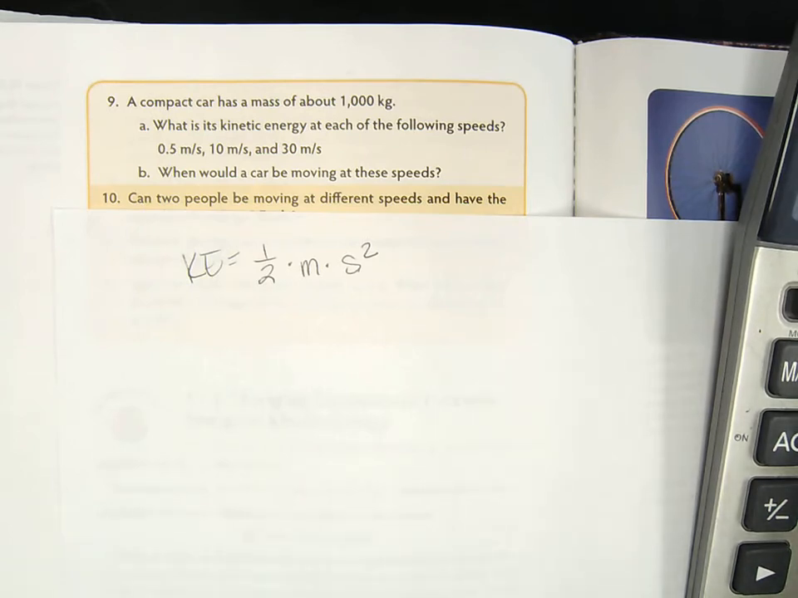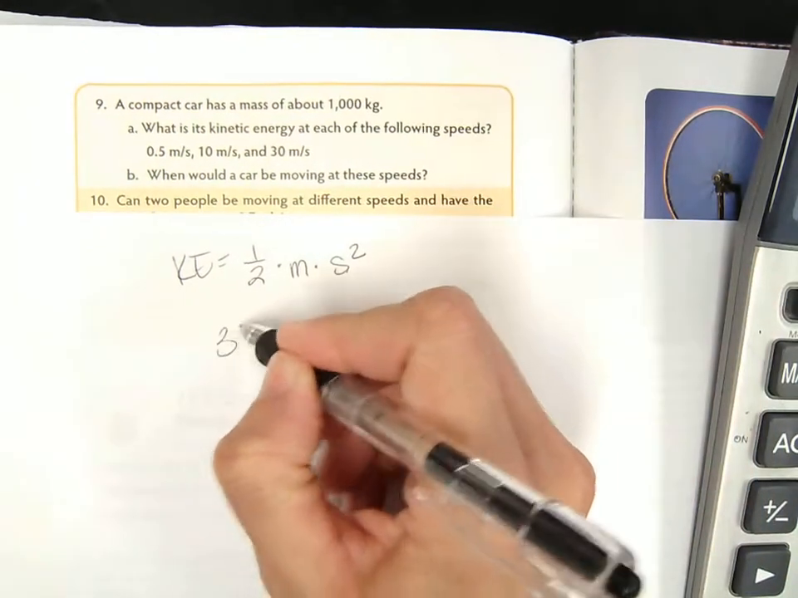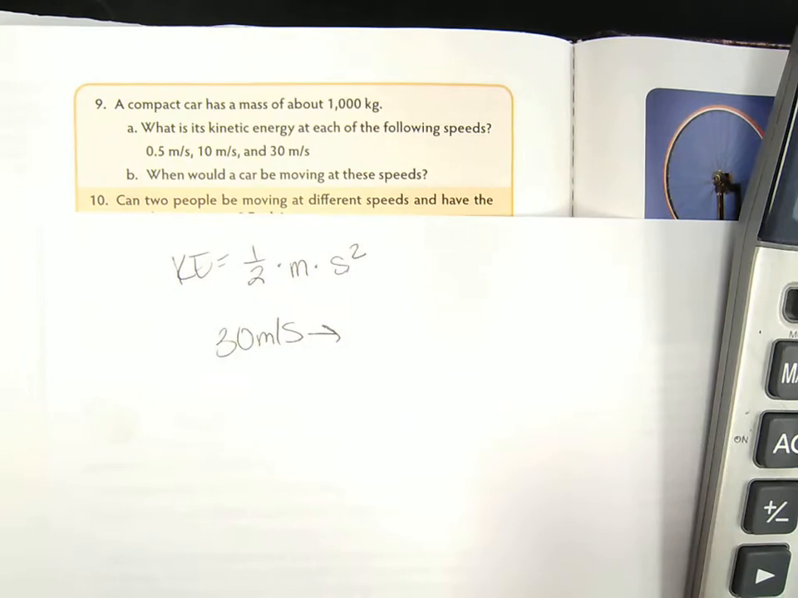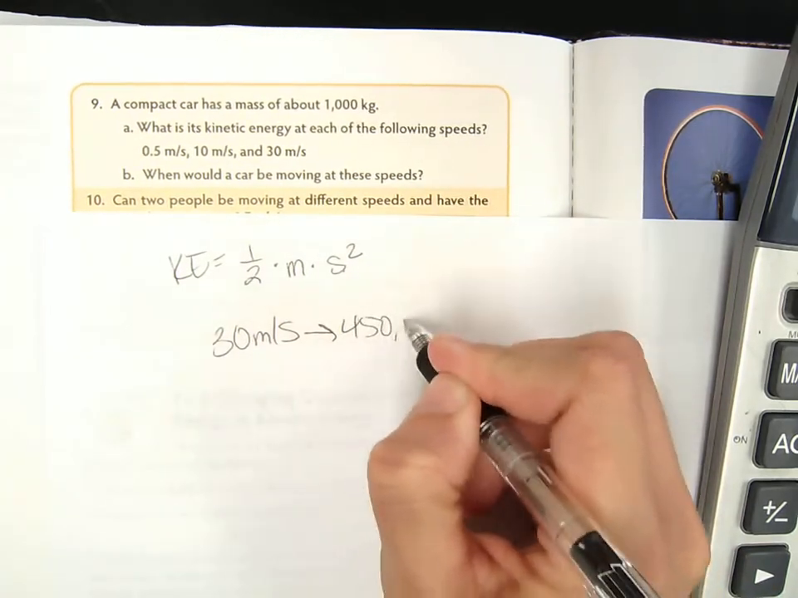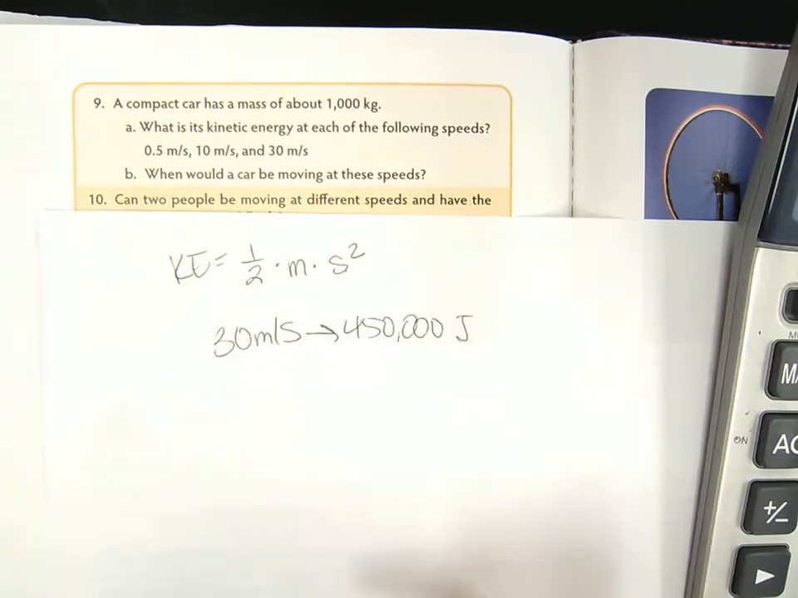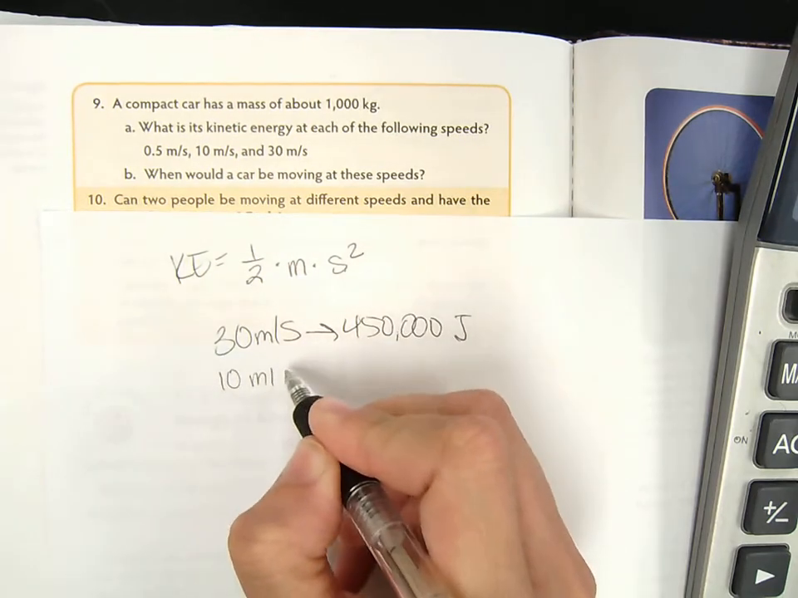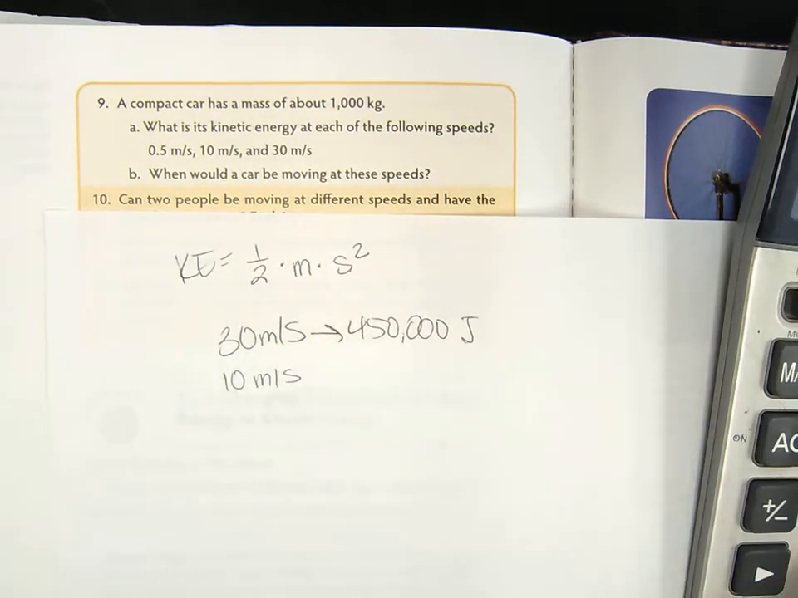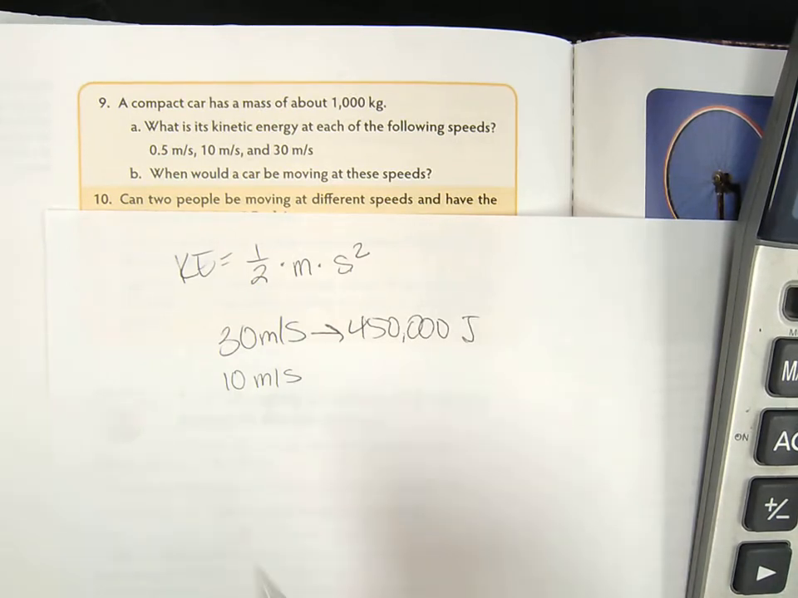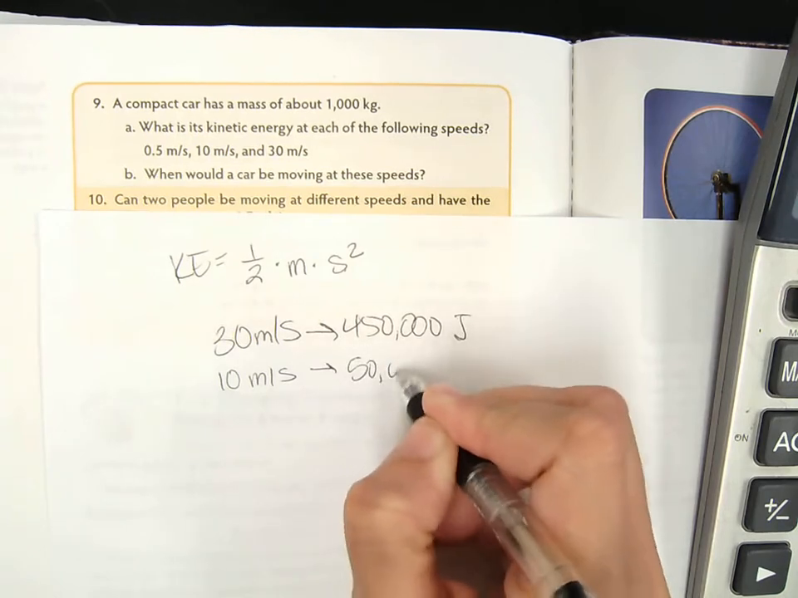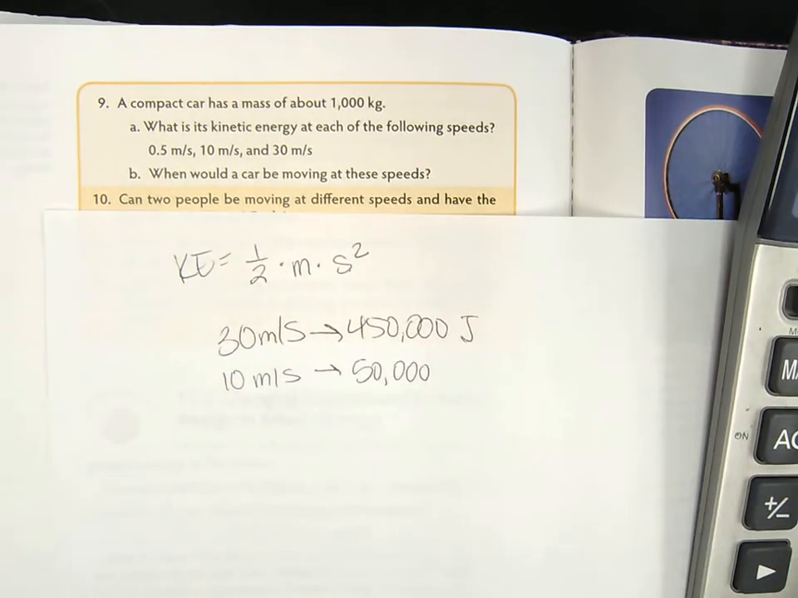So where's my zero go? 450,000 joules of energy. So in the book, they round it. That's why it's so confusing for you guys when you look at the answers. Yeah, so for 30 meters per second, the energy should be 450,000 joules of kinetic energy. And then for 10 meters per second, what did we say it was? 50,000, which I guess you could just divide 450 by 3, right? Yeah, something like that.